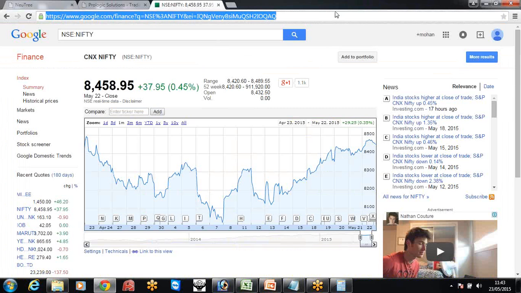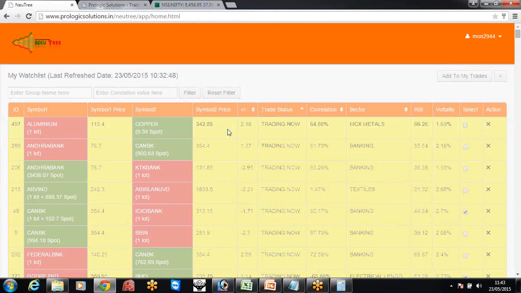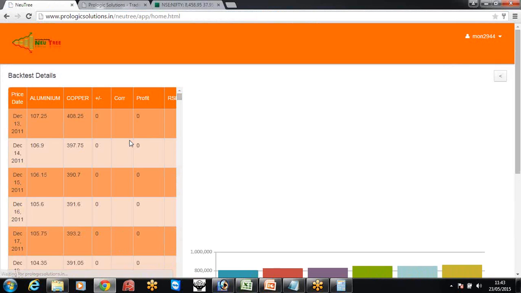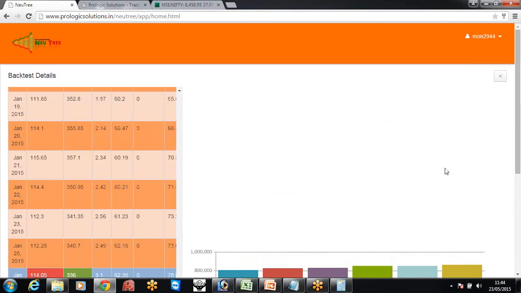See, MCX pairing, the problem is we don't have the data. We are yet to get the data. Otherwise, we can do MCX also. We'll get very good results in MCX. We have the data only for the past 3 years, so we'll have to get the back data for another 10 years. Then you can even do MCX also.